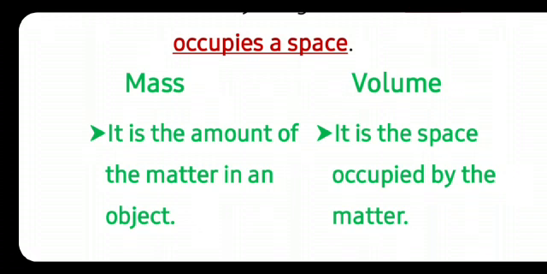So what is the definition of mass? It's the amount of matter in an object. Repeat with me the definition of matter: anything around us that has mass and volume.